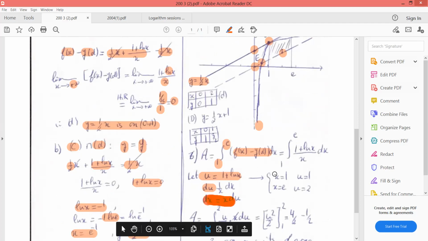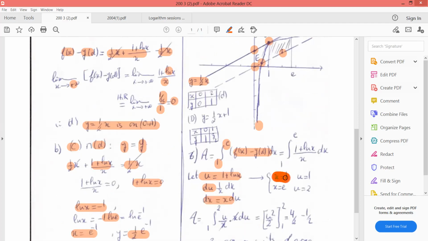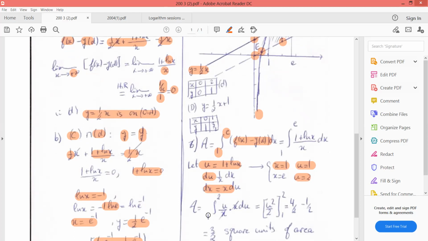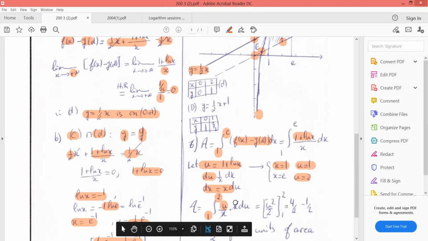You have to change the bounds. For x equal 1, u equals 1 plus ln 1. Ln 1 is 0. You get u equal 1. For x equal e, u equals 1 plus ln e. Ln e is 1. u equals 2. Then the area equals the integral from 1 to 2 of 1 plus ln x, which I call u, over x, with dx equal x du. x and x simplify. We get u du, which is the form of a power.